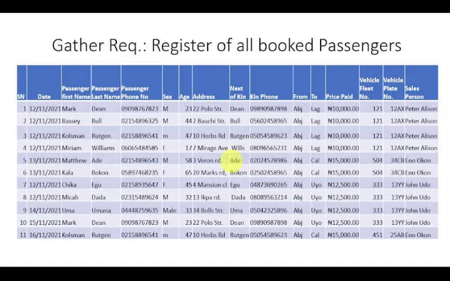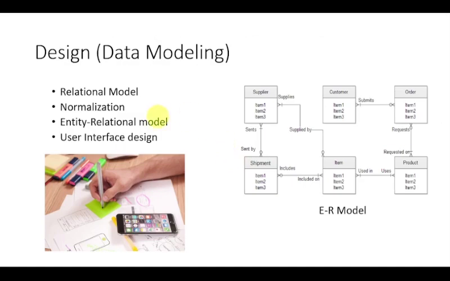So the first thing we have to design, we have several processes involved in designing. One is the relational model, we have the normalization, we have the entity-relational model, and we have the user interface design.